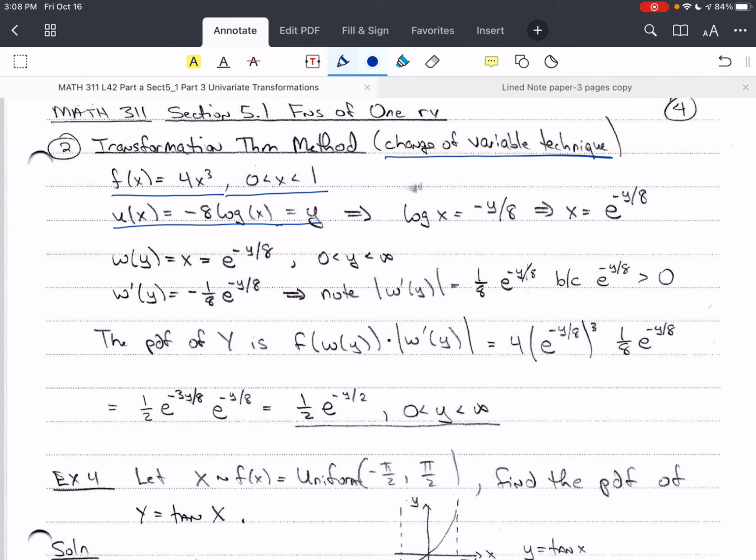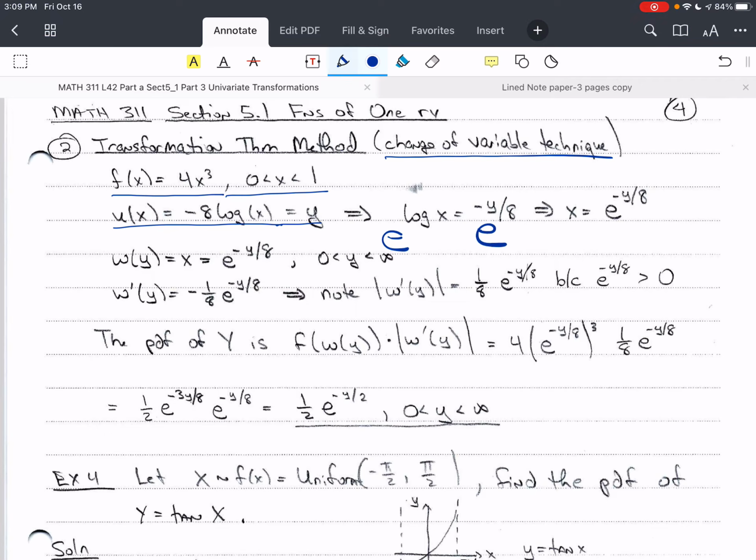And so we are going to take the inverse. So first we're going to solve for x. The first thing we do is divide both sides by negative 8. So we end up with log x equals negative y over 8. And then we take the exponent: each side becomes the exponent of the natural number e.